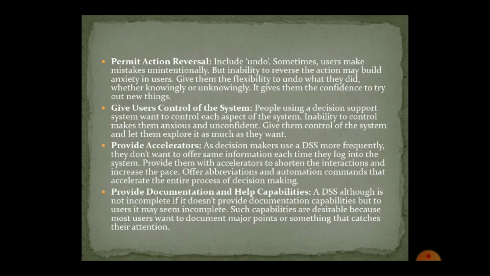Permit action reversal. Include undo. Sometimes users make mistakes unintentionally, but the inability to reverse the action may build anxiety in users. Give them the flexibility to undo what they did, whether knowingly or unknowingly. It gives them the confidence to try out new things.